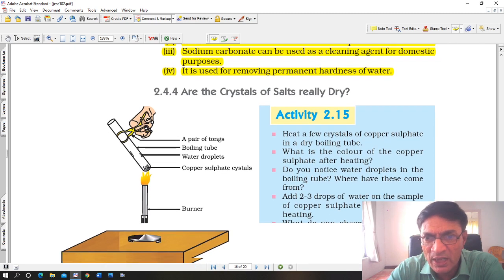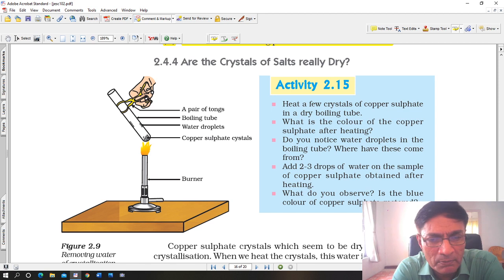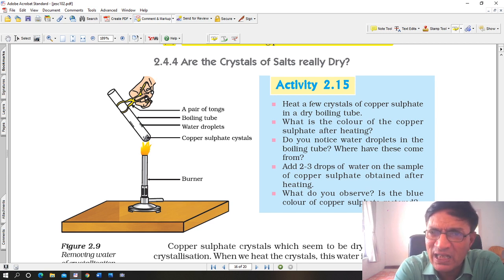Now let us understand this. Okay, take this activity. You can see there is a Bunsen burner. This burner is called a Bunsen burner, B-U-N-S-E-N. There is a hard glass test tube. Remember, I have been talking about the hard glass test tube, which is used for heating, otherwise it will crack. A pair of tongs for holding it. Boiling tube is also called a hard glass test tube.